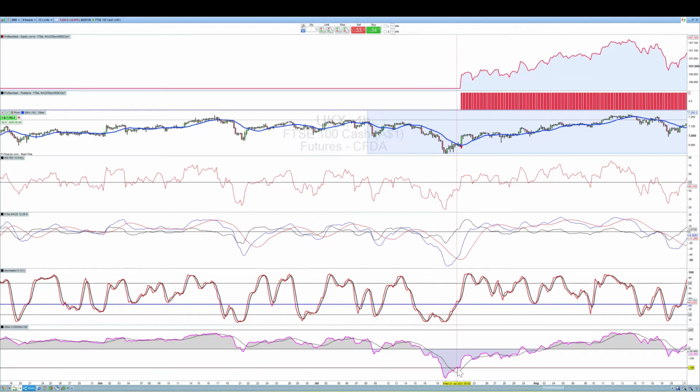And the pink line must be greater than the moving average 16. The moving average 16 is this slightly curved black line. And that moving average 16 must be below the minus 200.